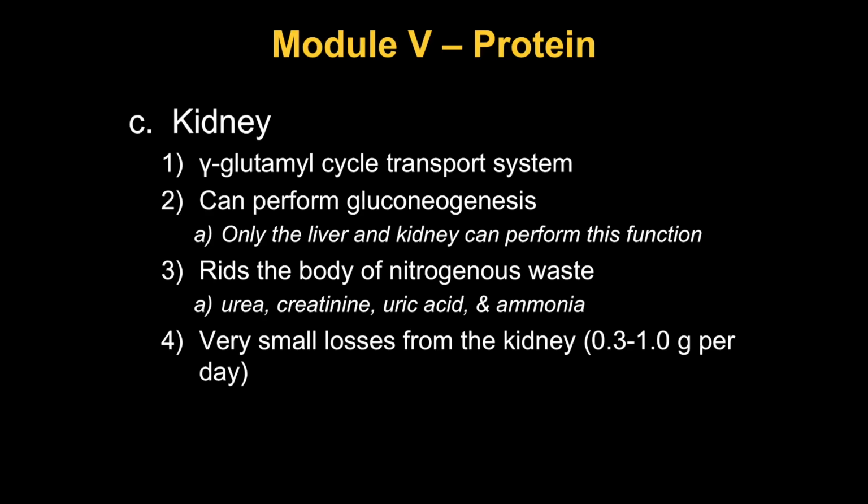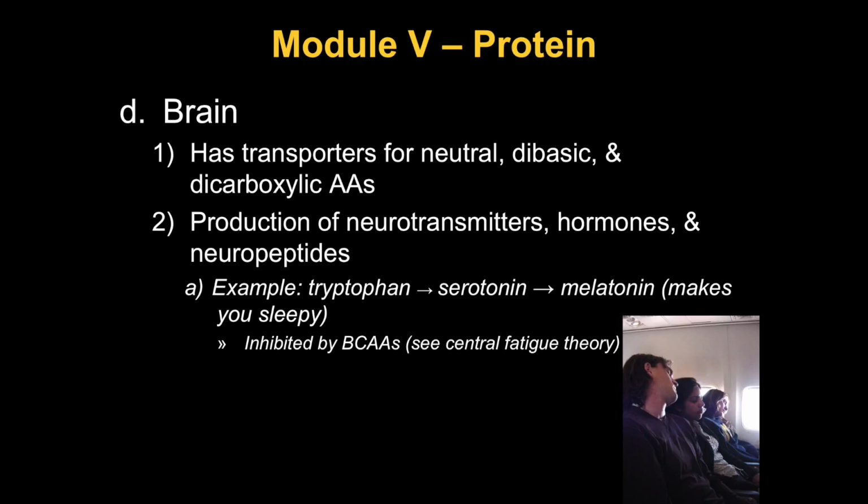The brain also utilizes amino acids, and we have transport systems very specific for neutral, dibasic, and dicarboxylic amino acids. We use these amino acids to produce neurotransmitters, hormones, and neuropeptides. A great example that we'll talk a little bit more about later is the production of serotonin from tryptophan, which then leads to melatonin production, which then could make you sleepy. And so the idea here, as we'll talk about with the central fatigue theory, is that if we consume branched-chain amino acids, we can actually slow some of this process down according to some of the literature.